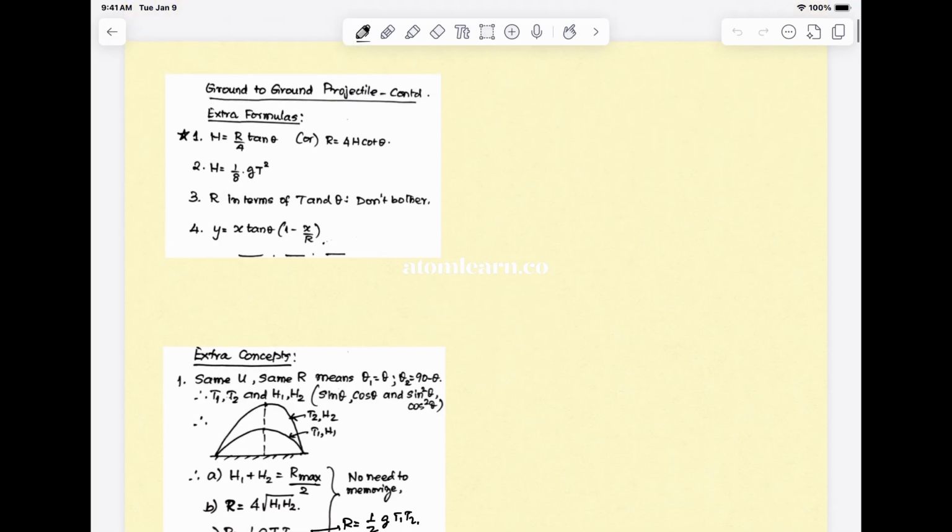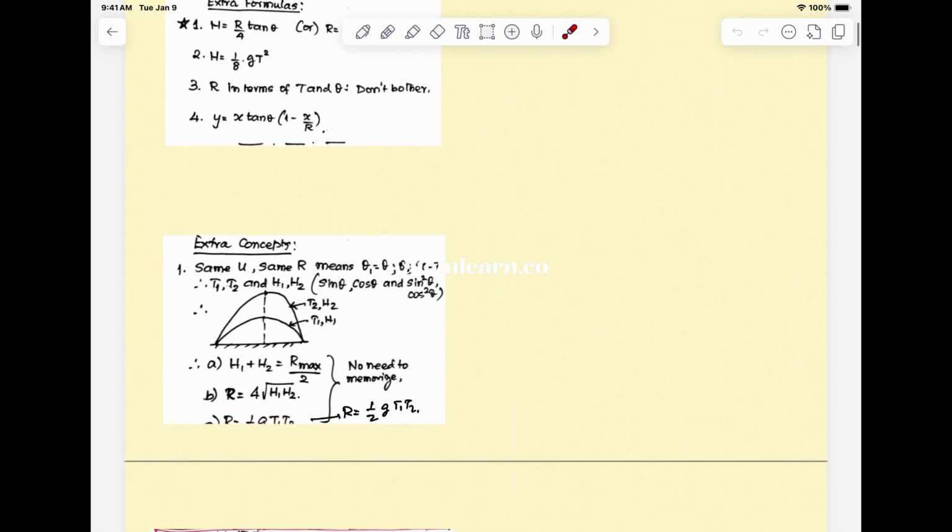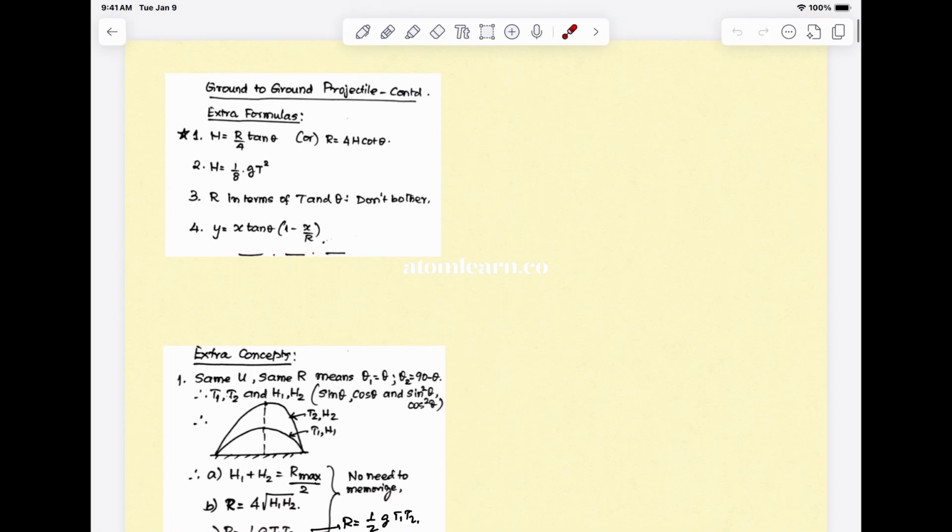Now what are the extra formulas? These are the four extra formulas which you can see, which I want to teach you now. Also, we will do some example problems based on these extra formulas. In addition, we will also see the extra concepts we need to learn. Okay, first the extra formulas. These are the four extra formulas I want you to memorize.